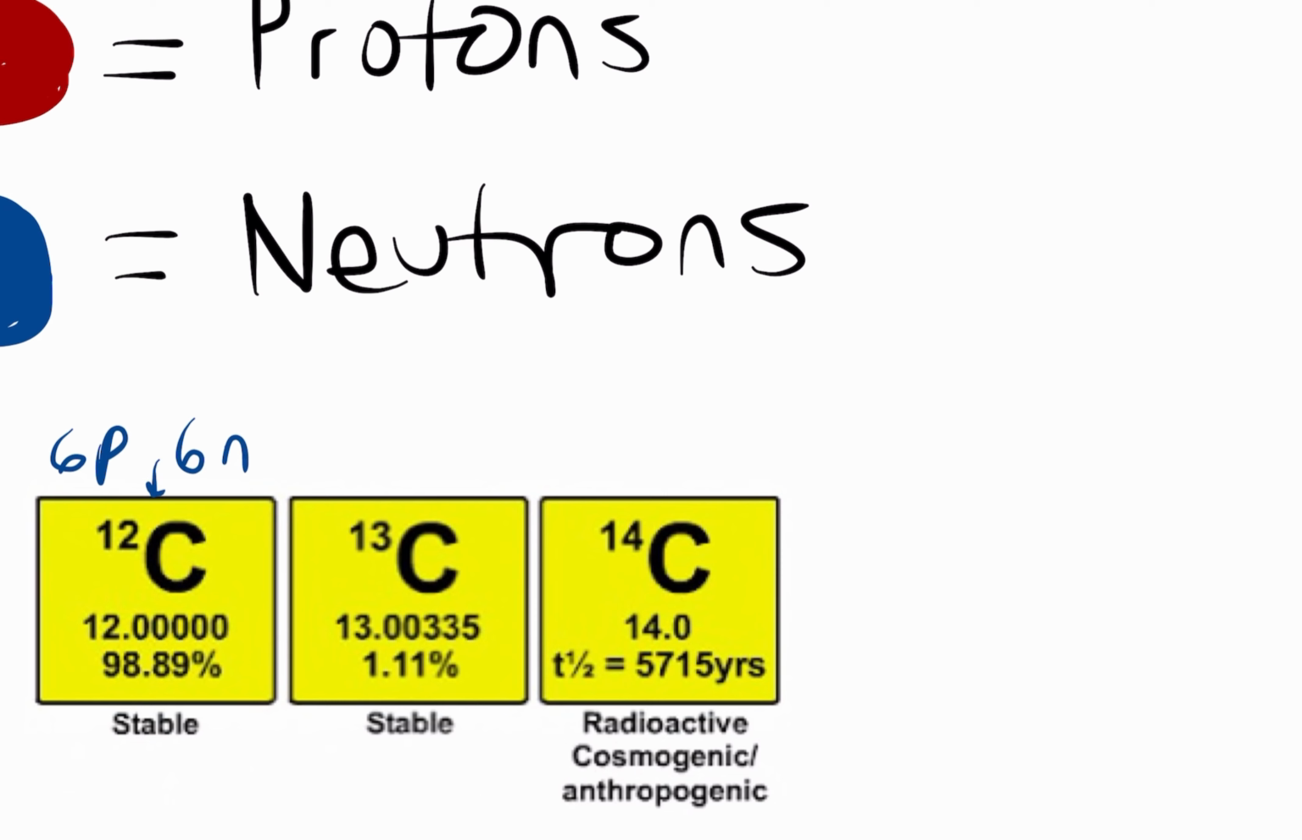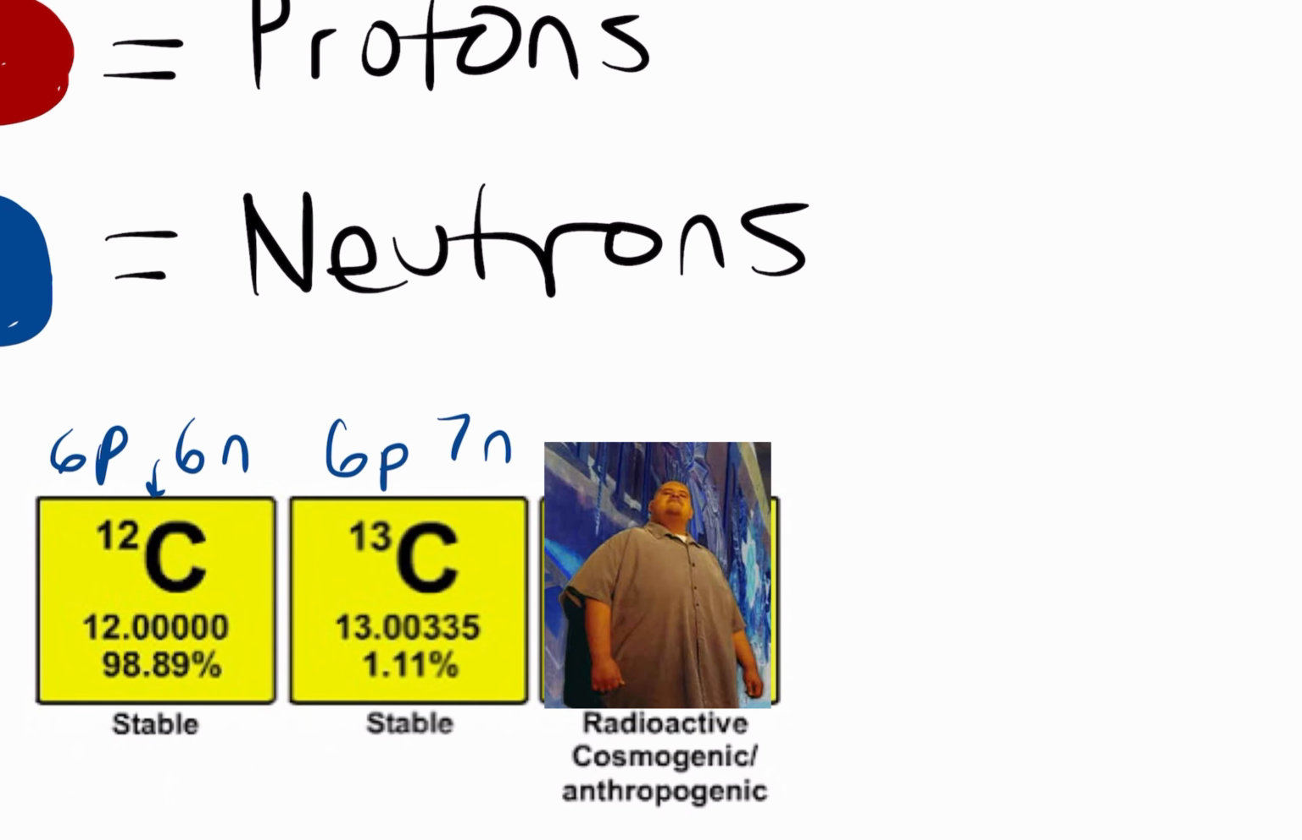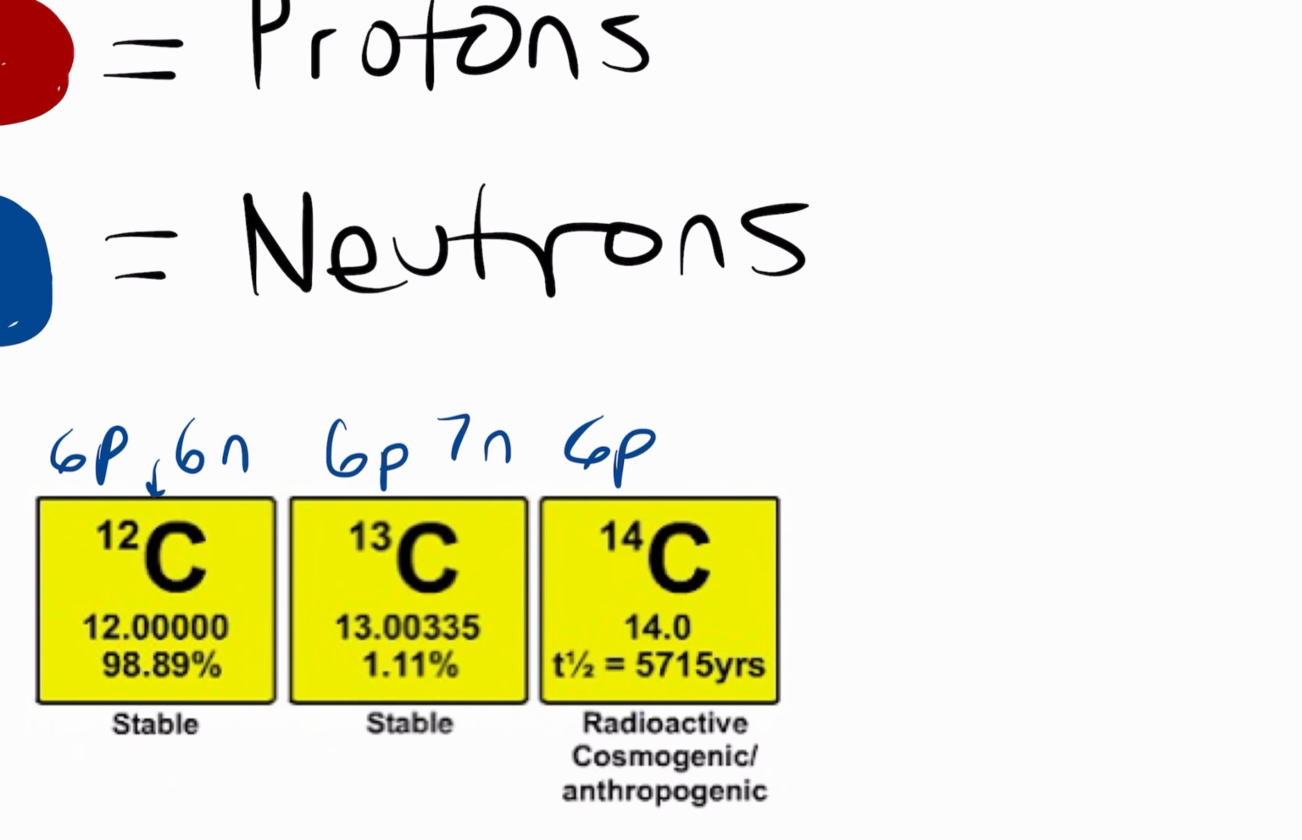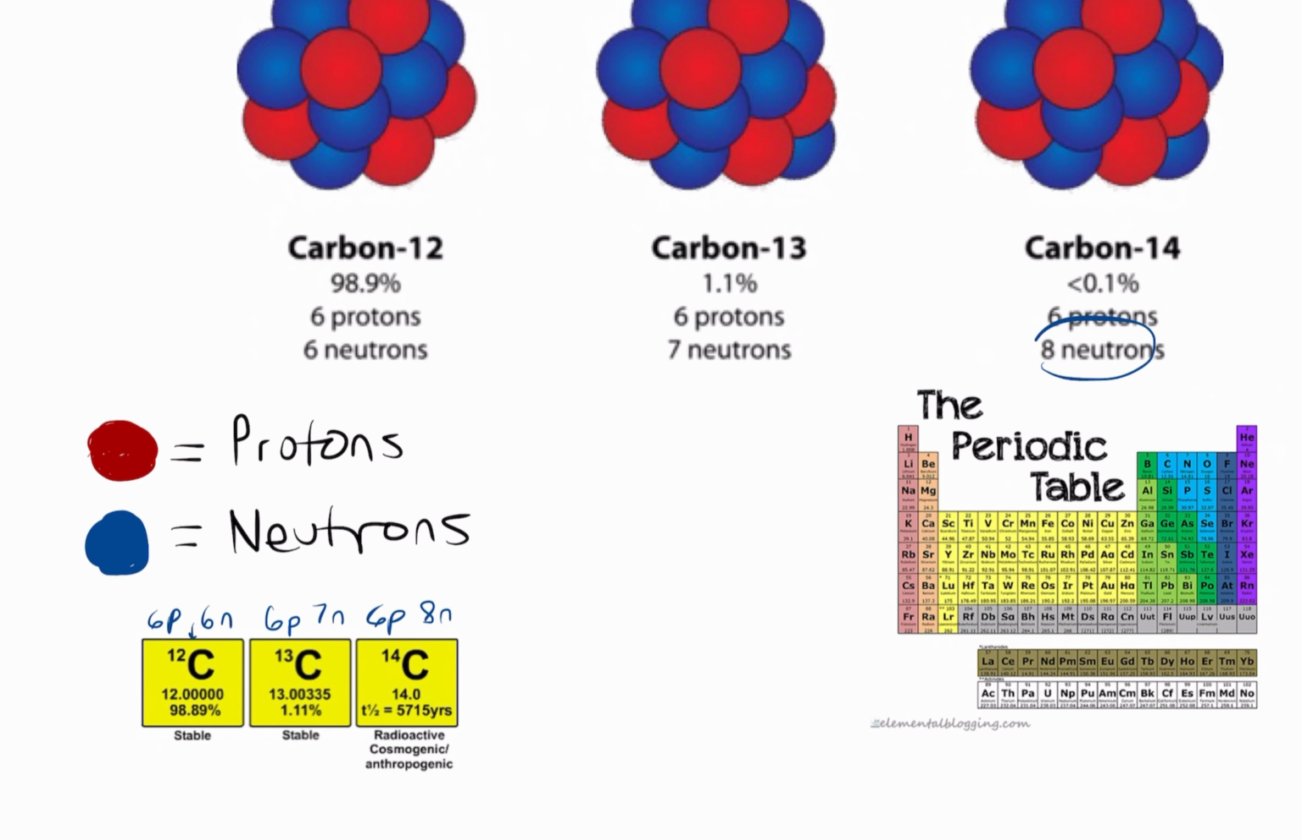Now in carbon 13, there are 6 protons and 7 neutrons. However, it's still stable. We're still safe here. Then you have carbon 14, this big tough guy. It has 6 protons and 8 neutrons, as seen right up here, 8 neutrons.